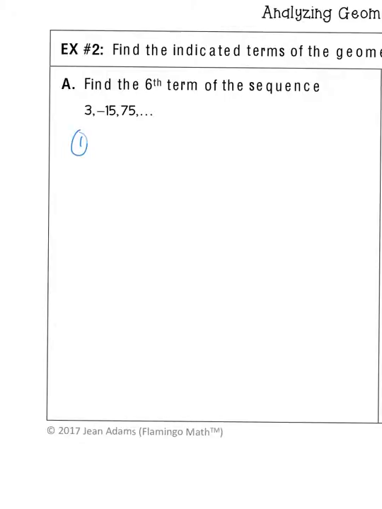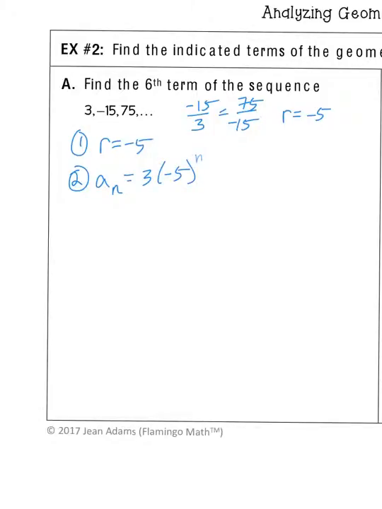So step 1, let's find our common ratio. So our common ratio is negative 15 over 3, and that's equal to 75 over negative 15. And so our common ratio is indeed negative 5, because both of those reduce to negative 5. So R equals negative 5. And then our rule, a sub n is equal to our first term of 3 times negative 5 to the n minus 1. And then we want to find the sixth term.